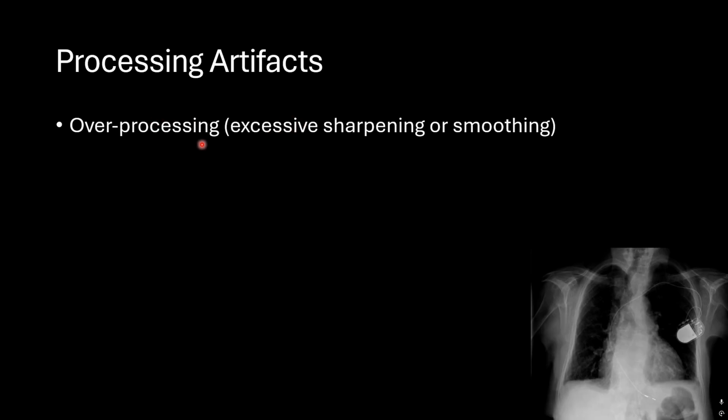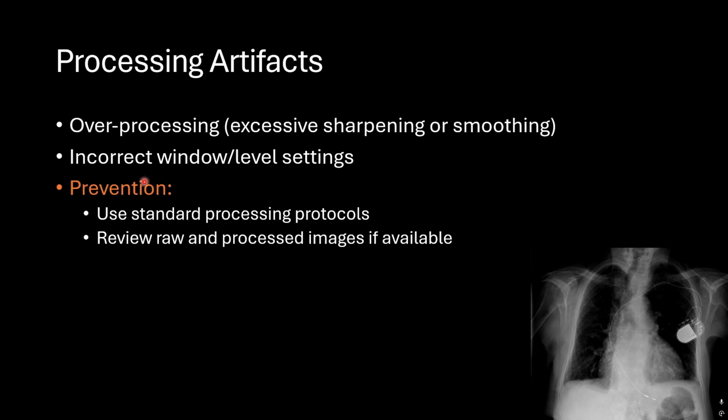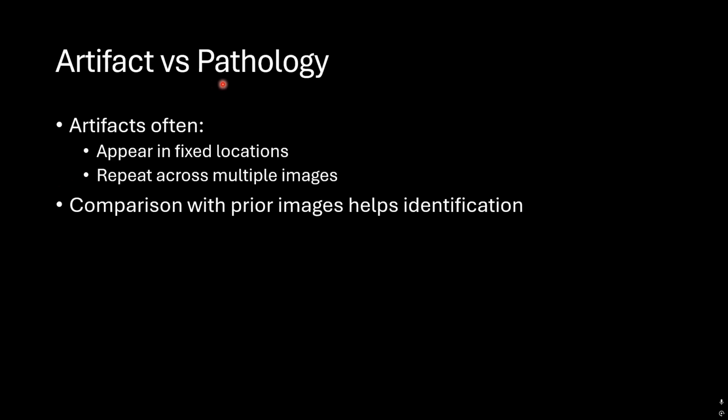Next, we have processing artifacts, for example, over-processing, which will cause excessive sharpening or smoothing to the image, and incorrect window level or window width settings. To prevent such things, we can use standard processing protocols and review raw and processed images if available.